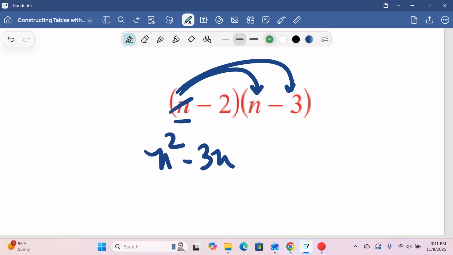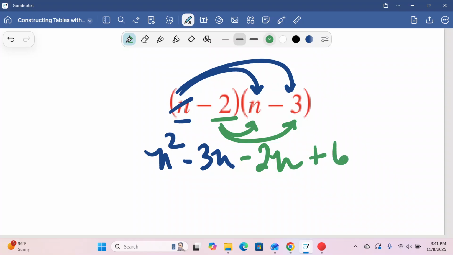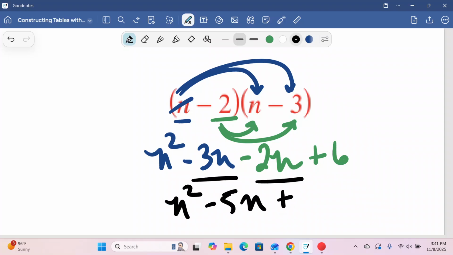I scratch it out. I go on to the next distributive. I go -2 into the n, and that gives me -2n. And then I distribute -2 times -3, which gives me a +6. Now I'm going to combine like terms. I'm going to underline the like terms. The only like terms that are there is the n. And I'm going to go ahead and put n squared minus 5n +6.